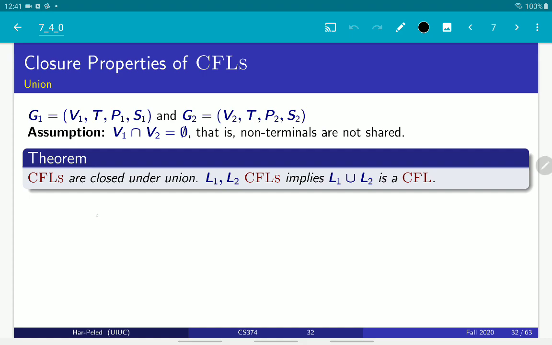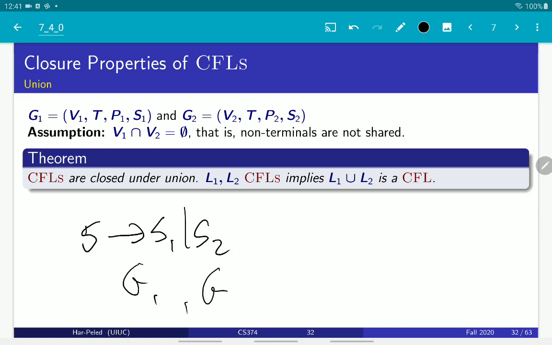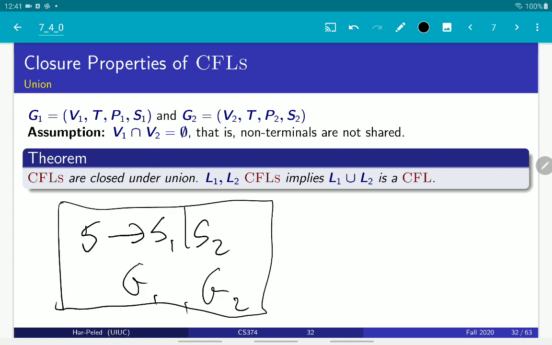Closed under union: you just generate a new grammar with a start symbol S that goes either to S1 or S2, and you copy the rest of the grammars, G1 verbatim and G2 verbatim. So this is the new grammar. What strings can you generate? You can generate all the strings generated by G1, and all the strings of G2. Namely, the language of this grammar is exactly the union of the two languages. So we have closure under union.